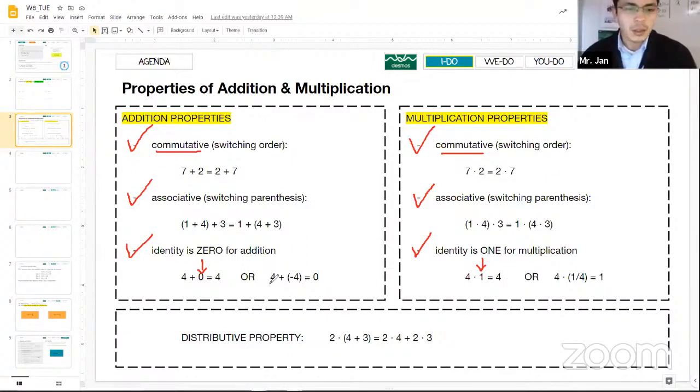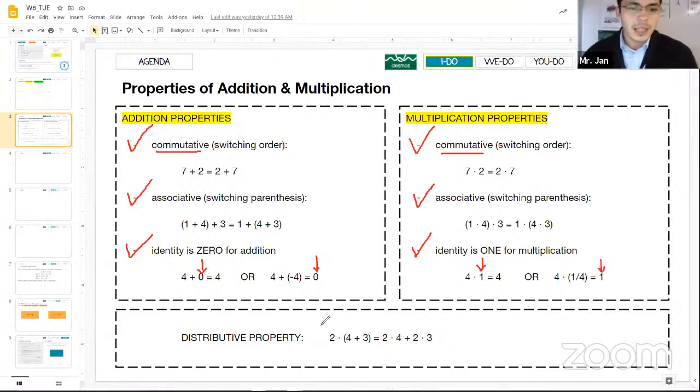The other way you can say it: any number, when you add it to its opposite, is always 0, which is the identity for addition. And for multiplication, any number, when you multiply it by its reciprocal, if you remember that word, reciprocal means writing the number over 1, it's always equal to 1, which is the identity for multiplication.